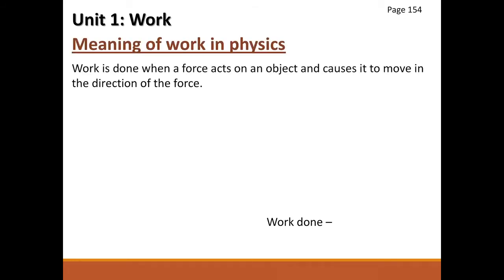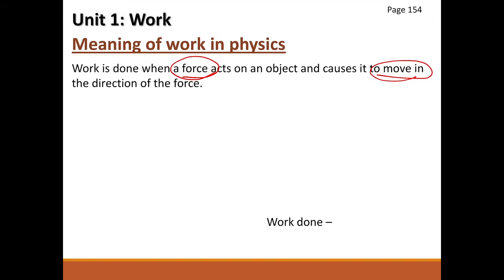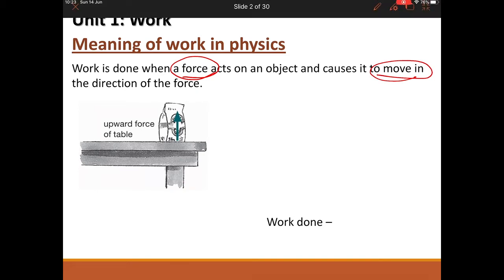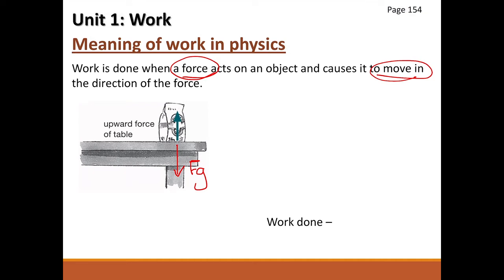In order for work to be done in physics, we need a force to act on the object, and we need the object to move in the direction of that force. So there has to be movement and there has to be a force. When we look at an example of an object on a table, now remember, my object could also have a downward force because of course there's gravity, but that really is irrelevant because the point here is that the object isn't moving.